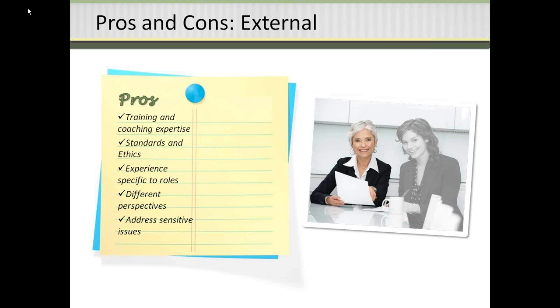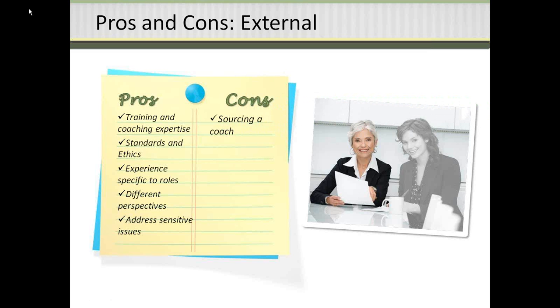And then when you have to address a sensitive issue, very often it's difficult for somebody internally to tell a senior level leader in the organization, hey, you've got a behavior that's creating a problem or an issue here. So addressing those sensitive issues is a definite benefit of an external coach.